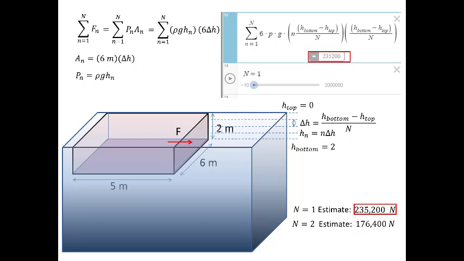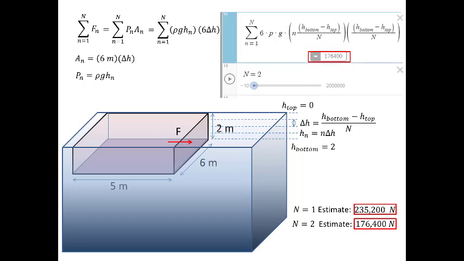Now if we crank that capital N up to 2, as if we're dividing it into two sections, we get 176,400 newtons, which you can see matches up with our N equals 2 estimate. So now we have a bit of confidence in our summation, knowing that it matches those first two values that we found. It's always good to check your programs here just to make sure that they're in line with what you find by other means. So it looks like we're on the right track.